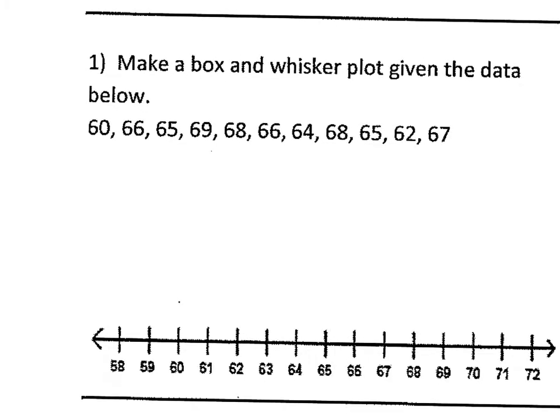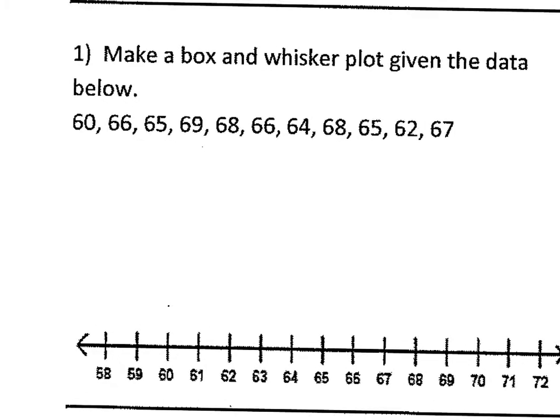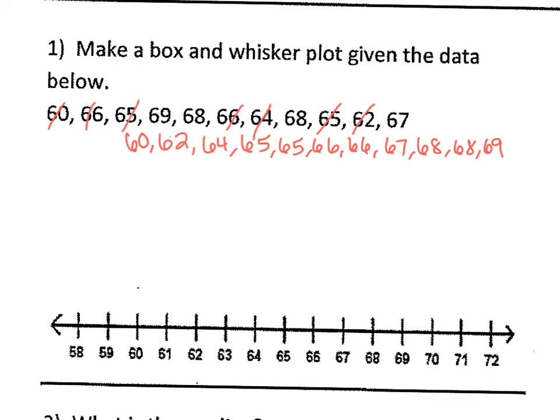So make a box and whisker plot given the data below. The first thing we want to do is put these numbers in order from least to greatest. That'll help us find the median. So take a second, least to greatest, all these numbers. Okay, so then we look at this. How many numbers do we have in our set? 1, 2, 3, 4, 5, 6, 7, 8, 9, 10, 11. So we've got 11 numbers, an odd number. That tells us there's just going to be one median, one middle number.